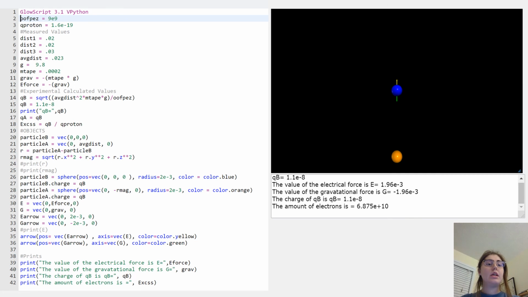Here is the GlowScript model that you can use, and you can see how the two objects are interacting with one another, and the yellow arrow is representing the electric force between the two objects, tape B and tape A, and the green arrow is representing the gravitational force and how they equal each other.